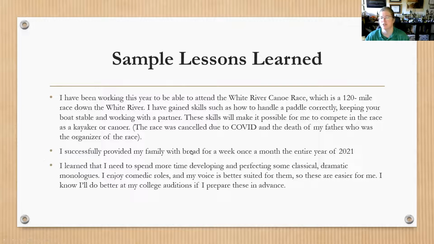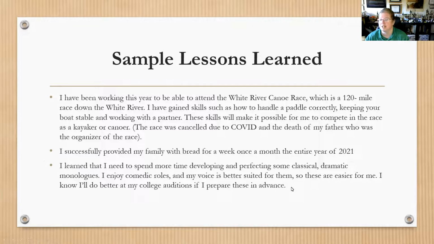What did you learn, better ways to make your yeast work? Whatever aspects go into making that bread. The next sample: "I learned that I need to spend more time developing and perfecting some classical dramatic monologues. I enjoyed comedic roles and my voice is better suited for them, so these are easier for me. I know I will do better at my college auditions if I prepare for these in advance."